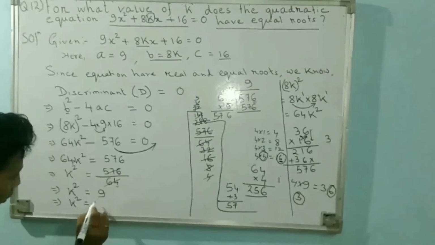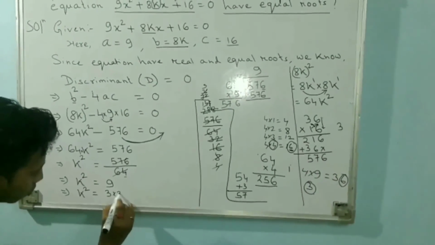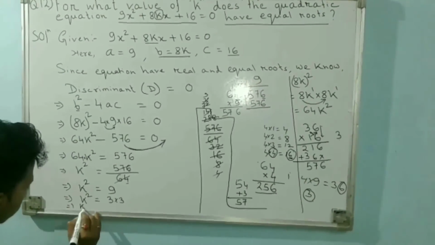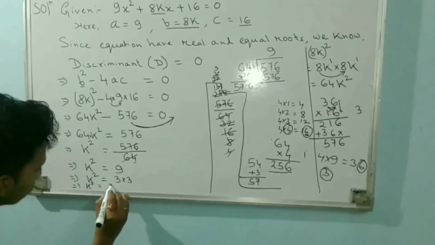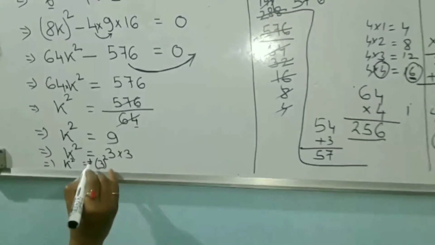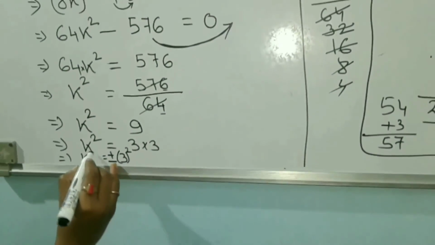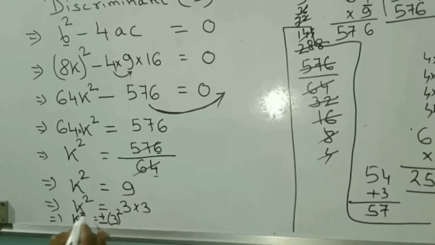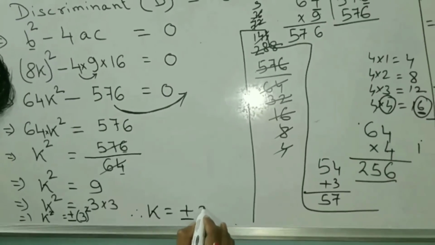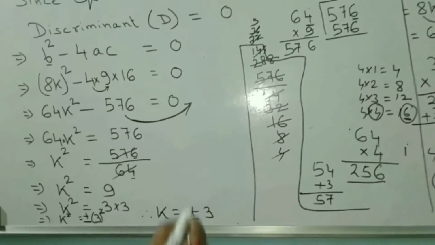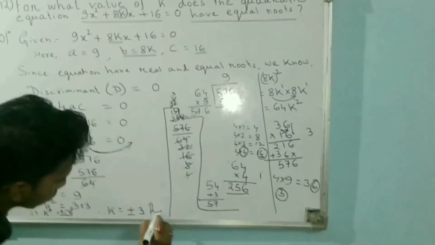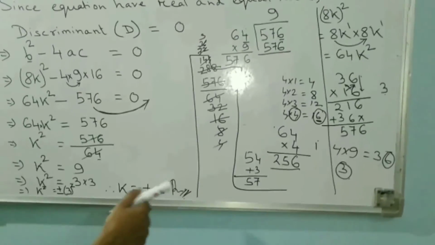Now k square equals 9, what can we write? 3 into 3, so 3 square, and you write here plus minus. So here we have a square, here we have a square, the squares cancel. So we got the value of k as plus minus 3. Our question was to find the value of k. So here we got the value of k, and our answer is finally plus minus 3.